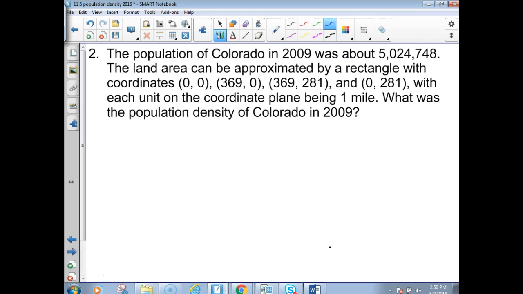Number 2, the population of Colorado in 2009 was about 5,024,748. The land area can be approximated by a rectangle with the following coordinates. I'm going to plot 0, 0 and think about what this would mean. 369, 0 would mean to go right 369. If I were plotting 369, 281, I'd be going right 369 and up 281. And then if I went from 0 to 281, I'd be up here.